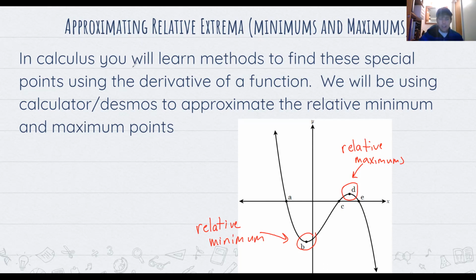Anyway, in calculus, you're going to learn some methods to find these special points, in particular using the derivative function. But for right now, we're going to be using a calculator or Desmos to approximate these values. And it turns out it's actually pretty easy. We can just type it in there, make sure we can see these points, and then more or less Desmos will find, or the calculator will find, those answers.